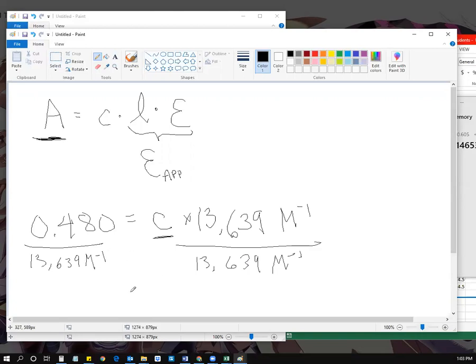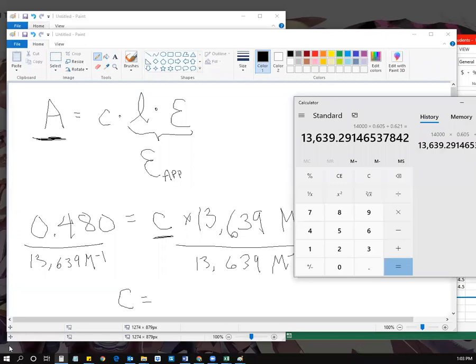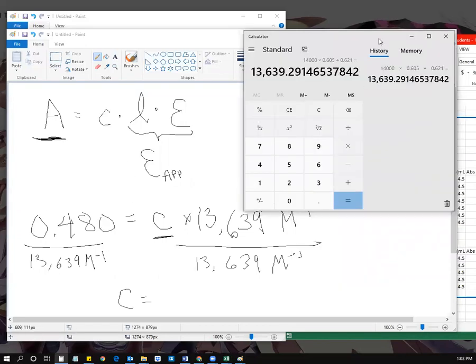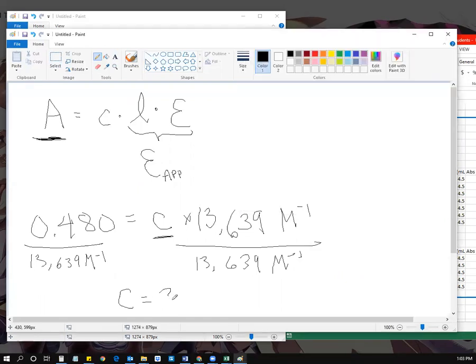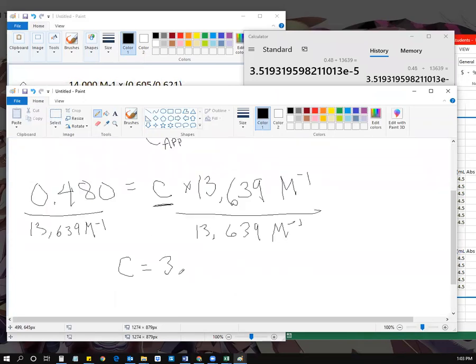And then we end up getting concentration is equal to, and we're going to resolve this calculation here. So 0.480 divided by 13,639. And that is, difficult to get everything on one page.